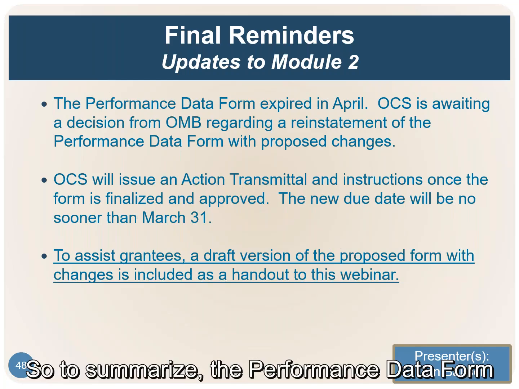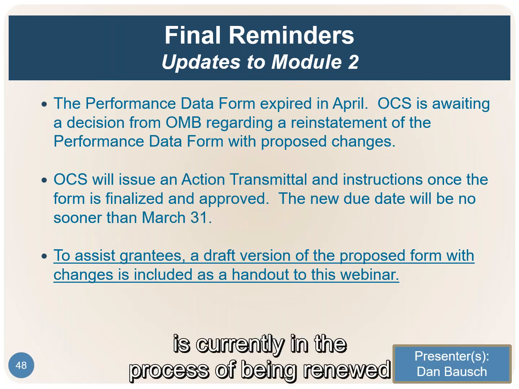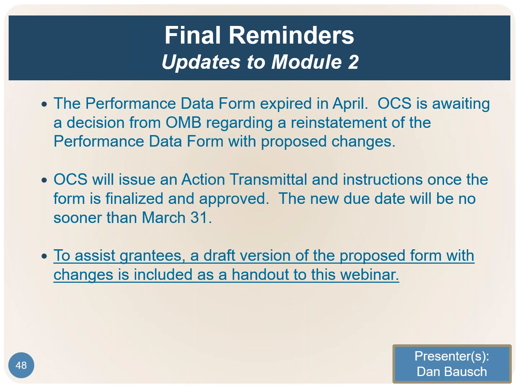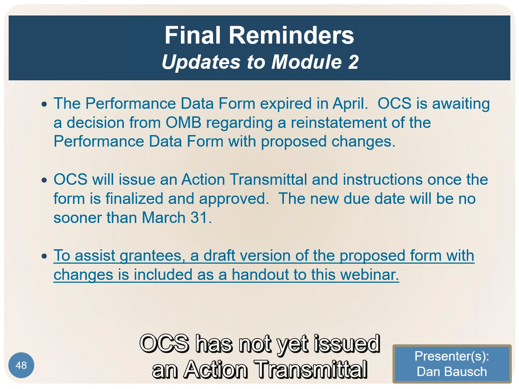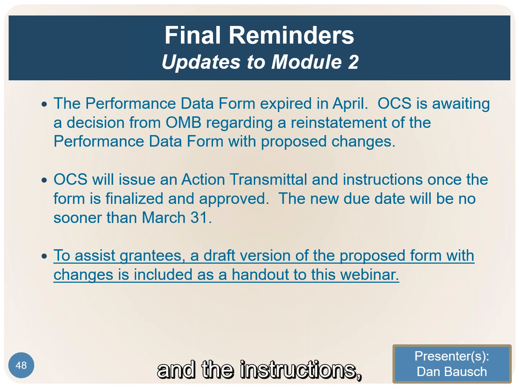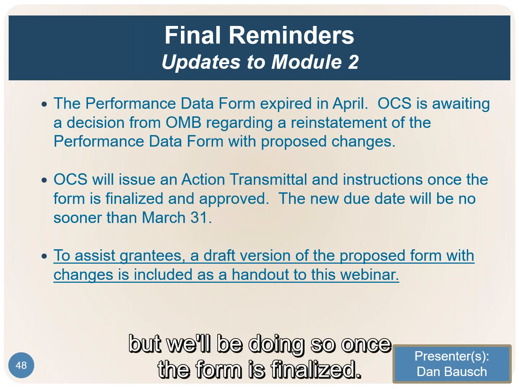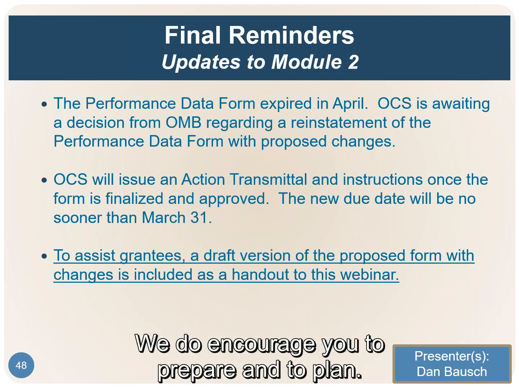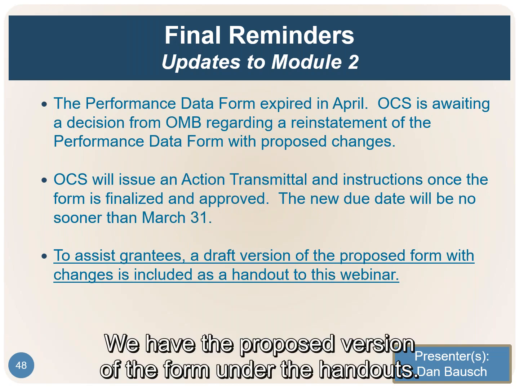Okay. So to summarize, the performance data form is currently in the process of being renewed and reinstated by OMB. OCS is waiting for the final decision. OCS has not yet issued an action transmittal and the instructions, but will be doing so once the form is finalized. The new due date will be no sooner than March 31st. We do encourage you to prepare and to plan. We have the proposed version of the form under the handouts.